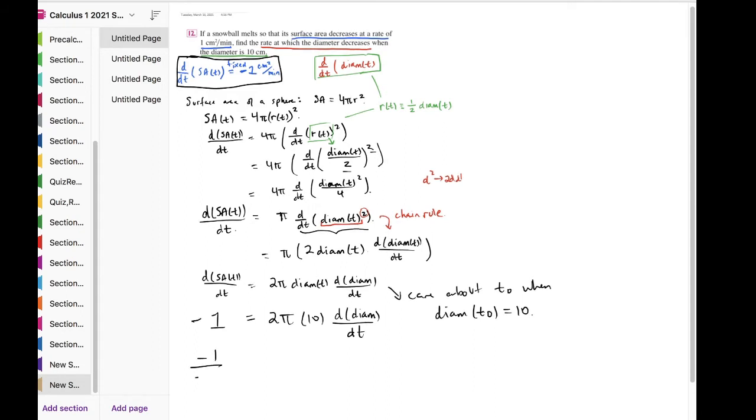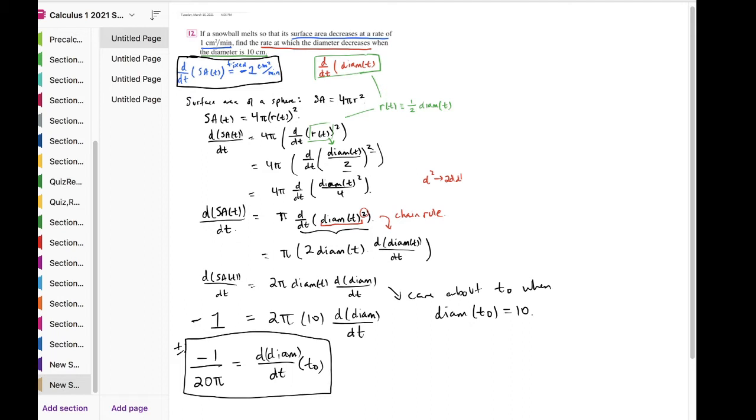Okay, good. So negative 1 over 20 pi is the derivative of the diameter at t naught. So that's your answer. It depends on what the question is asking, but it might be plus or minus. Maybe the rate at which the diameter decreases. When you say decrease, you might already assume negative. So it might be the absolute value of this, but it depends on what the question is asking. But we can say it's increasing at a rate of negative 1 over 20 pi.